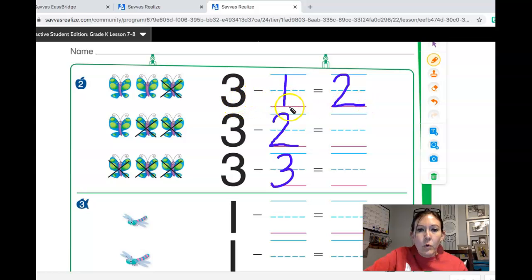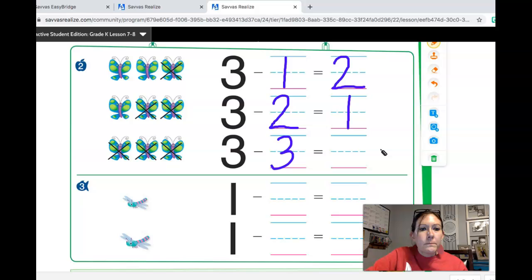3 minus 1 equals 2. Let's see. 3 butterflies. Take away 1. Yeah, there are 2 left. Let's try the other one. 3 minus 2 equals, let's look at that picture. 3 butterflies, take away 2, there's 1 left.